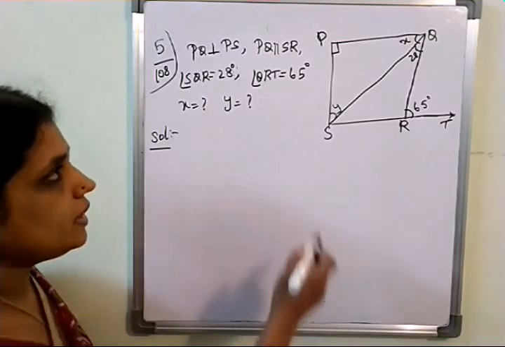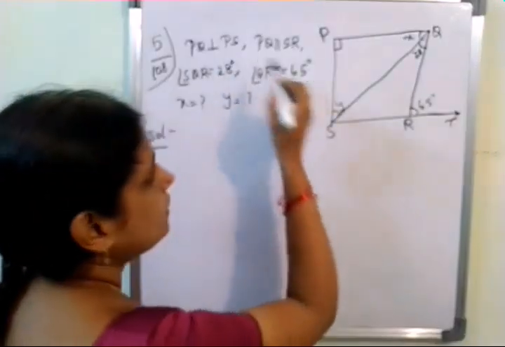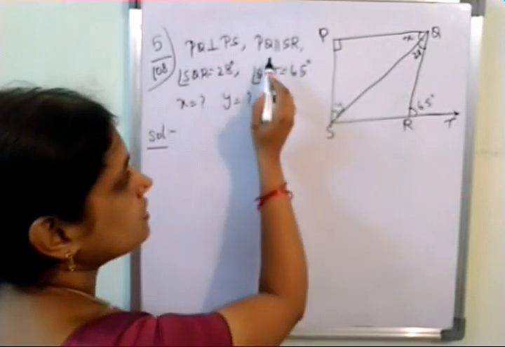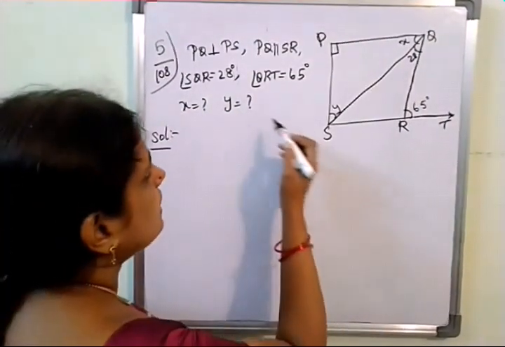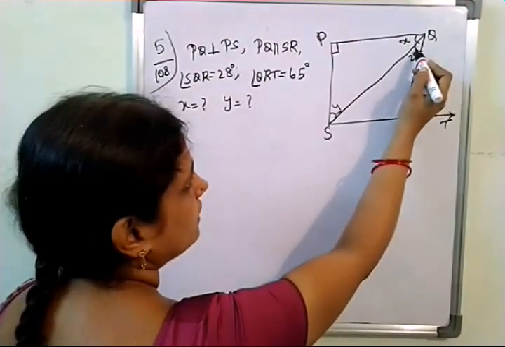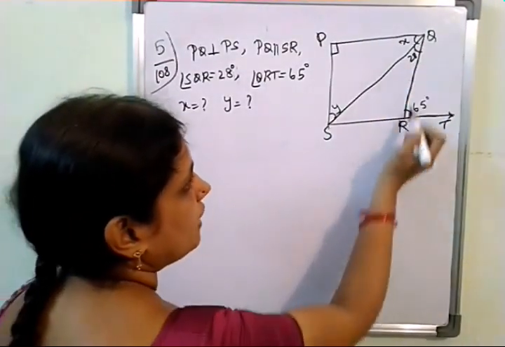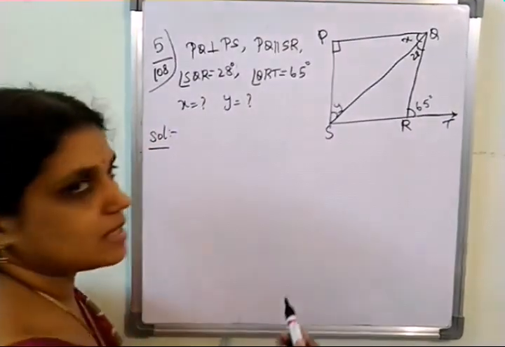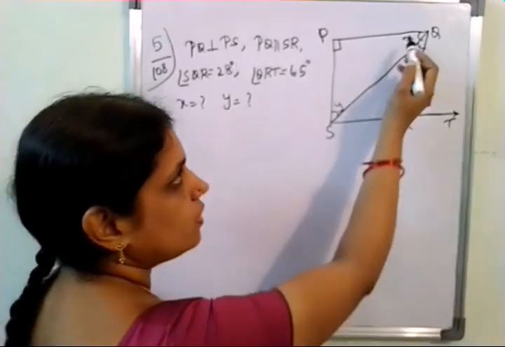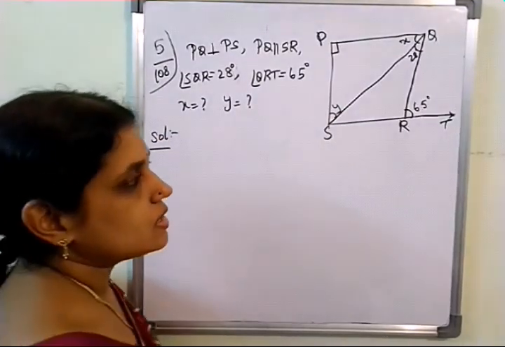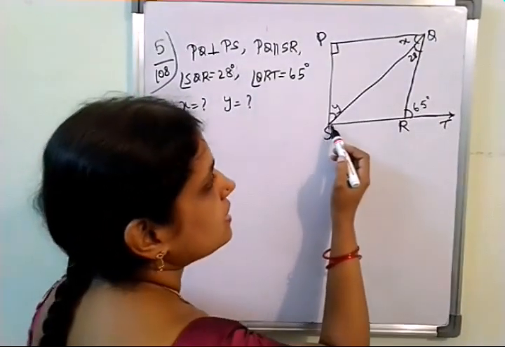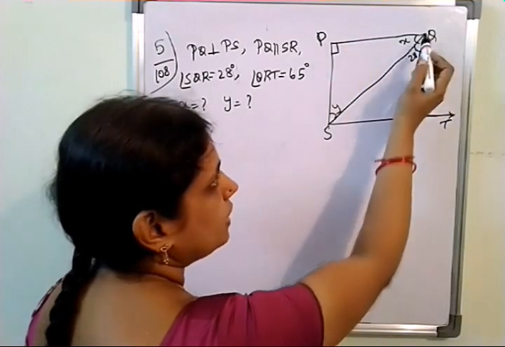So here PQ is perpendicular to PS, so here 90 degrees, and PQ is parallel to SR. Angle SQR equal to 28 degrees, this one. Angle QRT equal to 65 degrees, it is given. Now you have to find out what is X and what is Y. You have to find the values. So here if you see, SR is parallel to PQ.